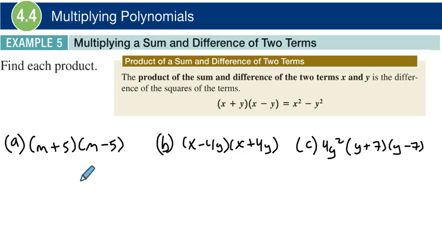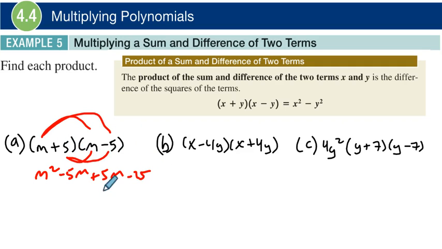If I were to use FOIL and do my first, inner, outer, last, that would be m squared, right? And then m times negative 5 is a negative 5m. And then 5 times m is a positive 5m, and 5 times negative 5 is a negative 25. We can combine our middle terms: negative 5m plus 5m just cancels out to 0. So we're left with just m squared minus 25.